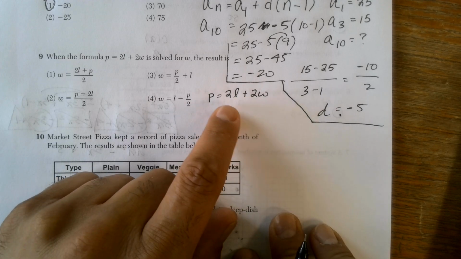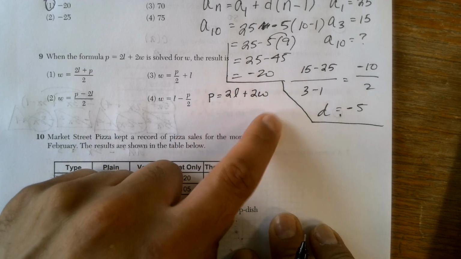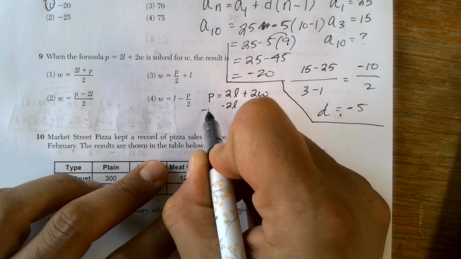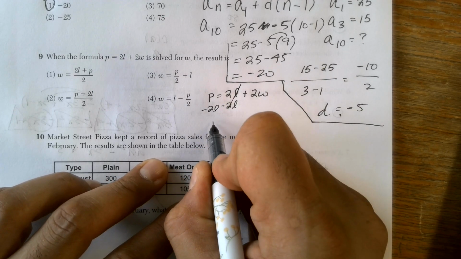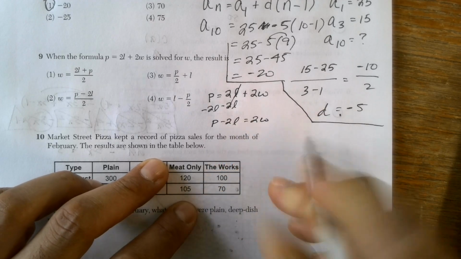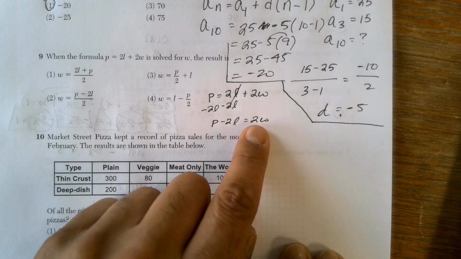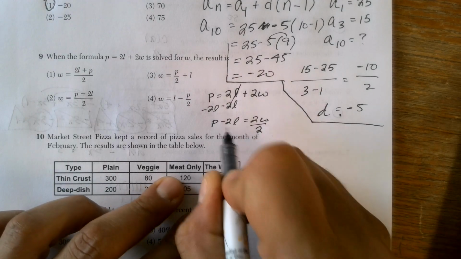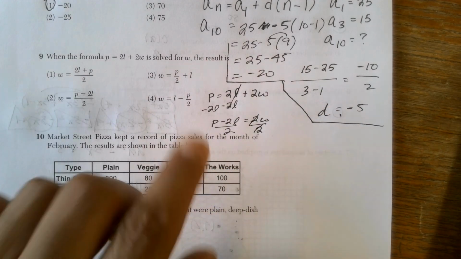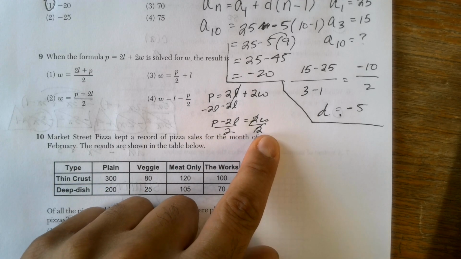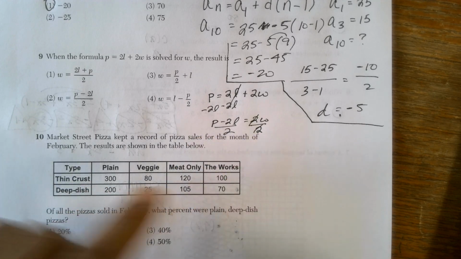First thing that I'm going to do is subtract my 2L to move it to the side so I can begin to isolate this W. So minus 2L on this side, minus 2L. It goes away. Now we're left with P minus 2L is equal to 2W. At this point, we know that when we have a letter and a number next to each other, we're multiplying. Opposite of multiplication would be division. So we're going to divide by 2 on each side. And that's going to leave us with P minus 2L over 2 is equal to W. So that's going to be choice number 2.